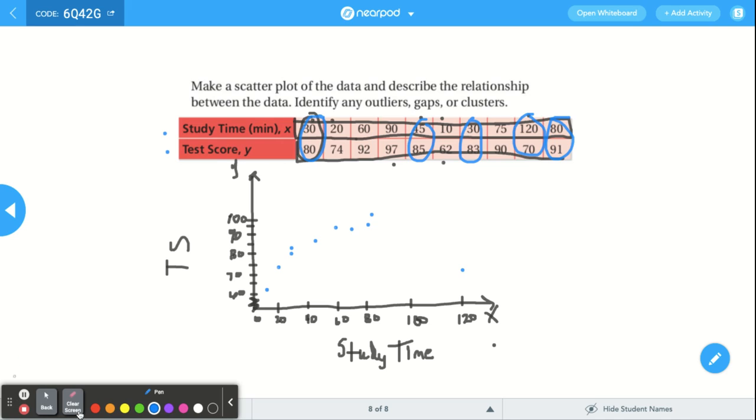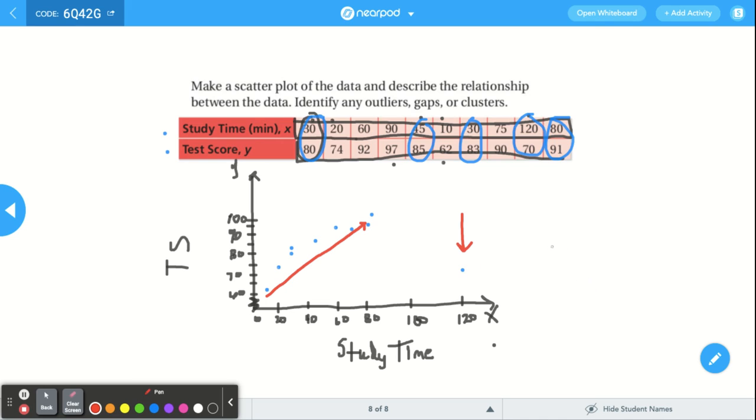All right, so looking at this, do we see a relationship? Just like I predicted, it looks like the more time somebody spends studying, the higher their scores would have been. So I would say there's a positive relationship with this. Now, this person right here, I would definitely consider an outlier. I would have thought he would have gotten a higher score studying for 120 minutes.